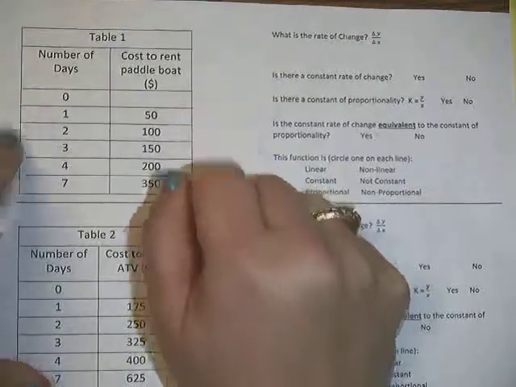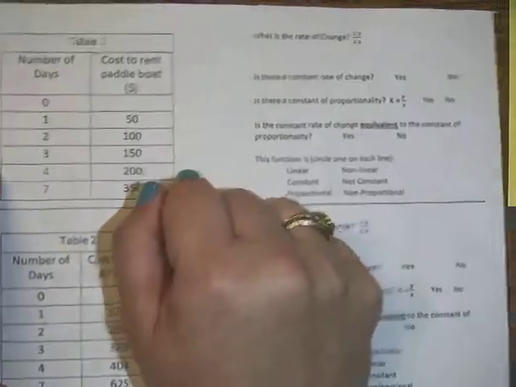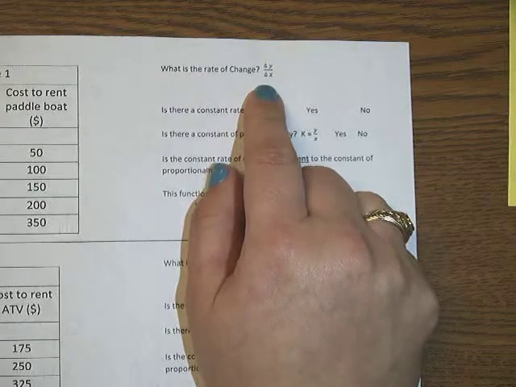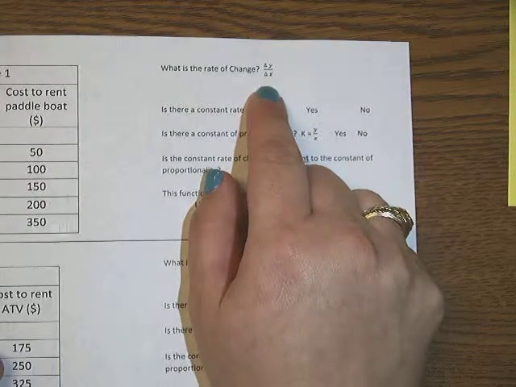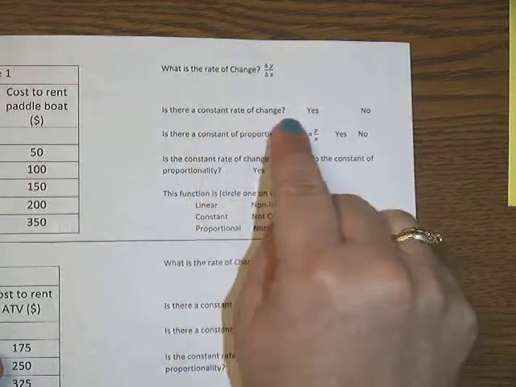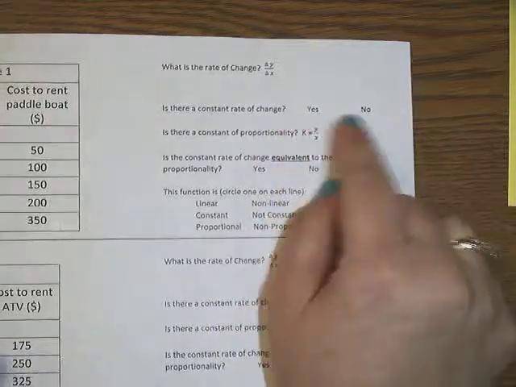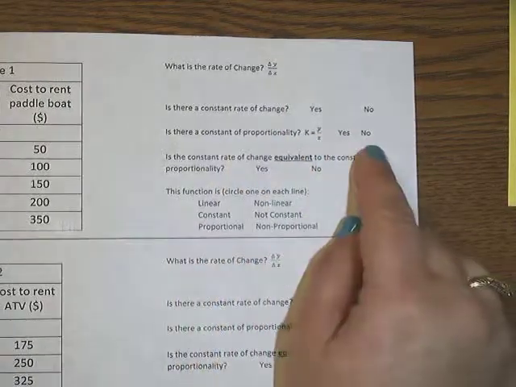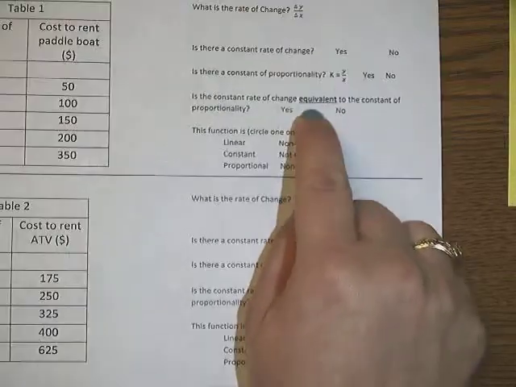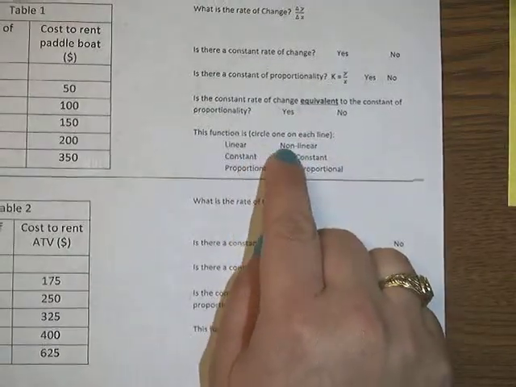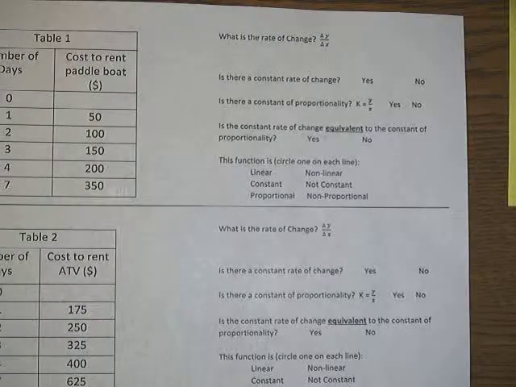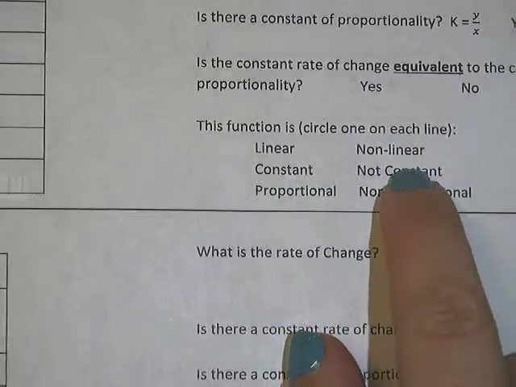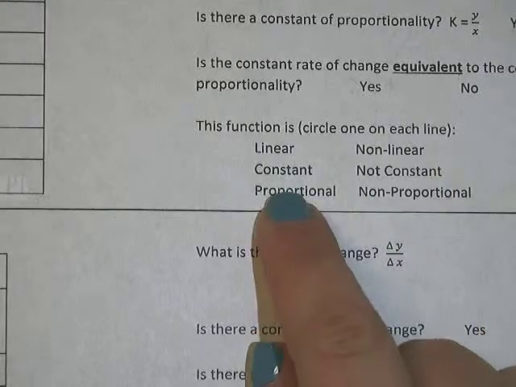Okay? Now on the back, you're going to do 3 of these by yourself. Everybody look. You're going to show your work. What's the outside called? Delta. Okay? It asks you for the rate of change. You have to figure it out. It asks you, is there a constant rate of change? You need to circle yes or no. It wants to know the constant of proportionality. It wants to know if they're equal.